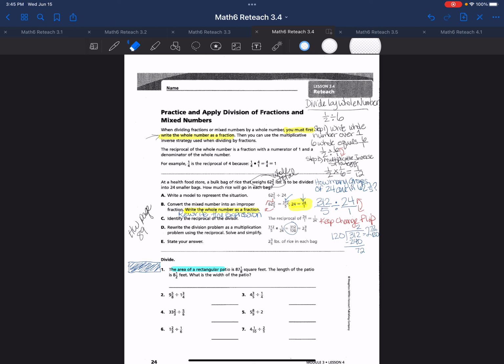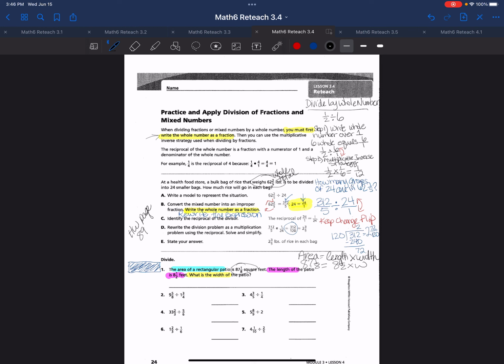Then they give you the length of the patio, 8.5 feet. And then the unknown is the width. So what do we know about the area of a rectangle? We know that the area of the rectangle is length times width. So they gave us the area, 87 1/8, and we know that the length is 8.5, and we don't know the width.